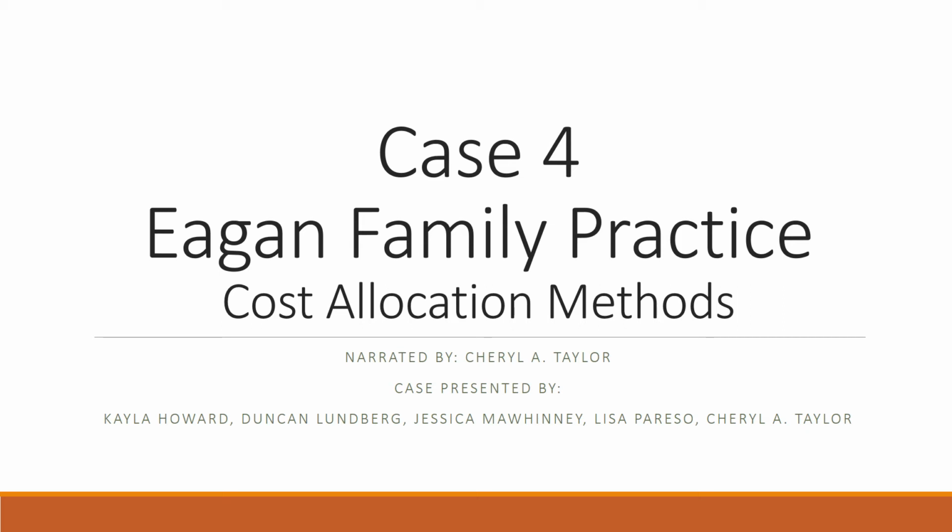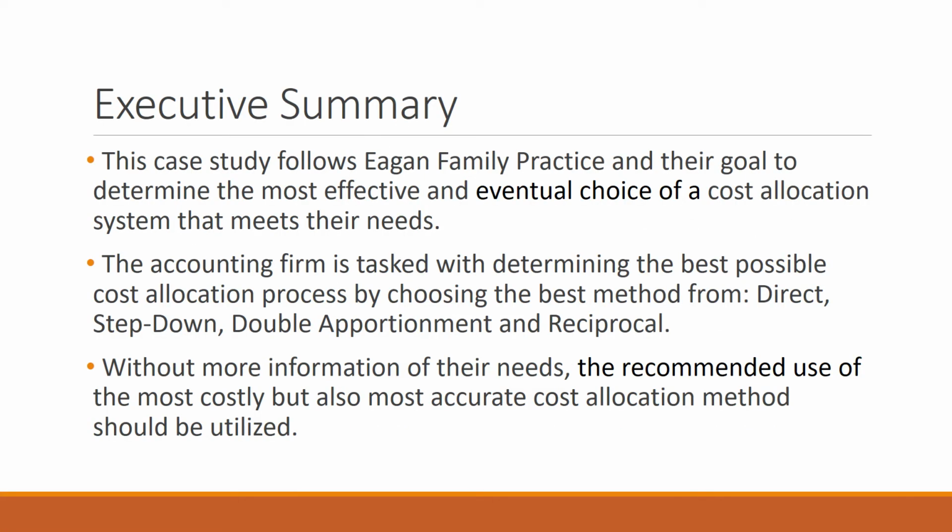Case number 4, Eagan Family Practice, Cost Allocation Methods. This case study follows Eagan Family Practice and their goal to determine the most effective and eventual choice of a cost allocation system that meets their needs. The accounting firm is tasked with determining the best possible cost allocation process by choosing the best method from the following: direct, step-down, double apportionment, and reciprocal.